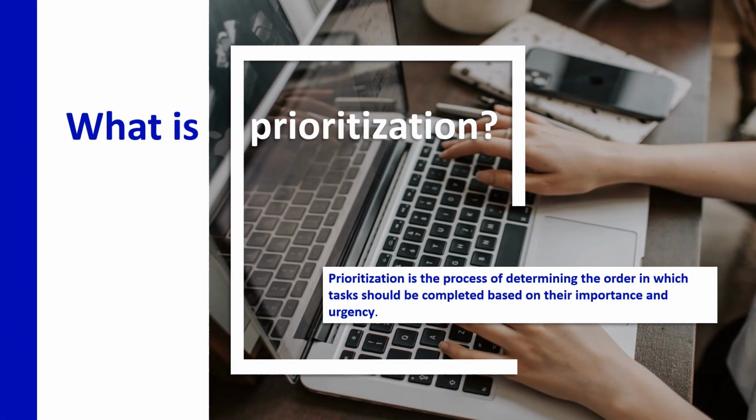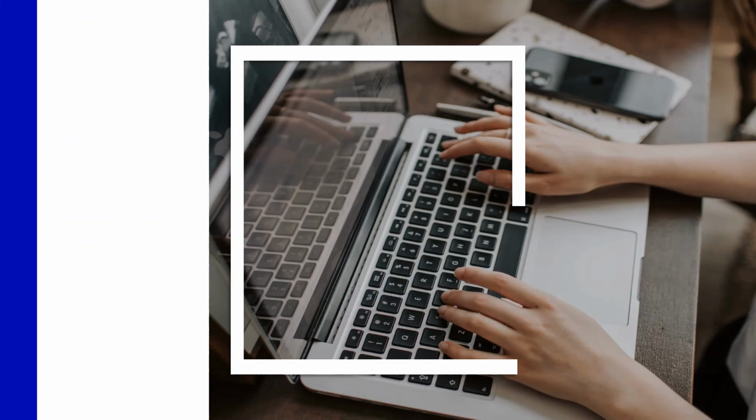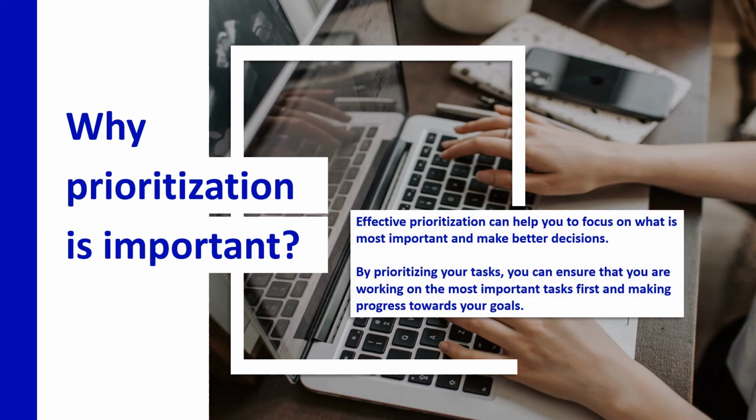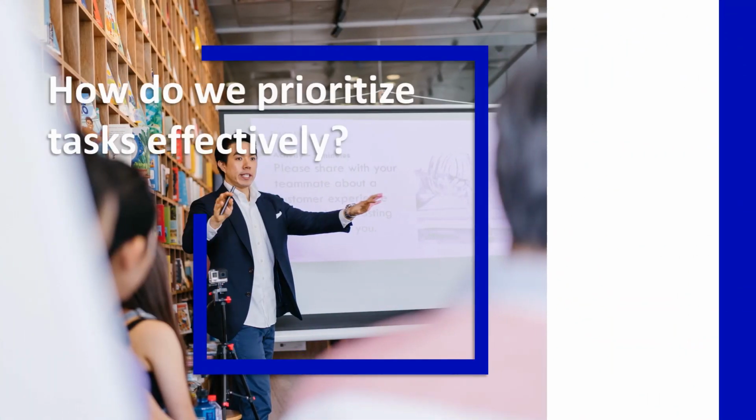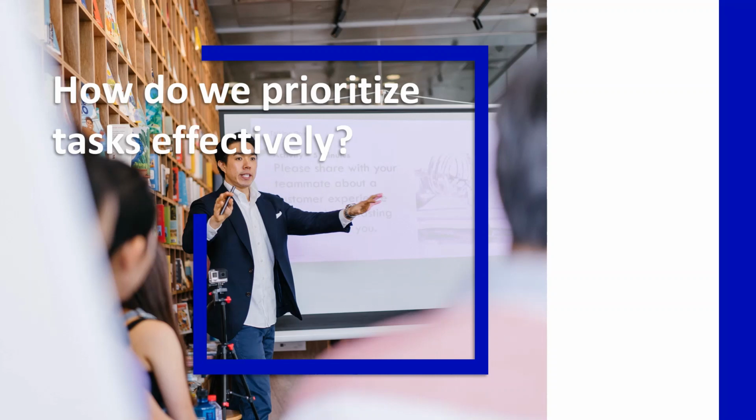Prioritization is the process of determining the order in which tasks should be completed, based on their importance and urgency. Effective prioritization can help you to focus on what is most important and make better decisions. By prioritizing your tasks, you can ensure that you are working on the most important tasks first and making progress towards your goals. So, how do we prioritize tasks effectively?